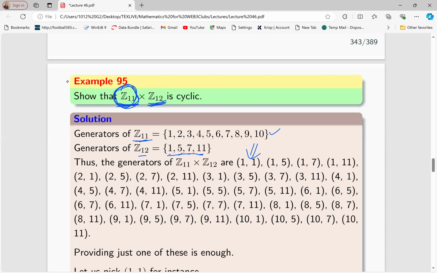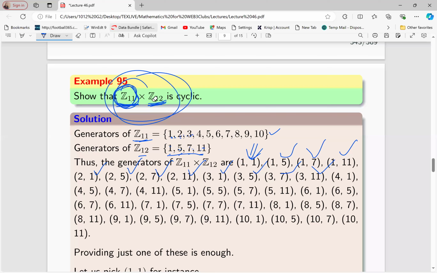Now, what are the generators for this group, therefore? I just combine 1 with each of these, so I'll have (1, 1), (1, 5), (1, 7), (1, 11). And then combine 2 with each of them: (2, 1), (2, 5), (2, 7), (2, 11). And so on through with each of these: (3, 1), (3, 5), (3, 7), and so on. So all of these are generators of this group.